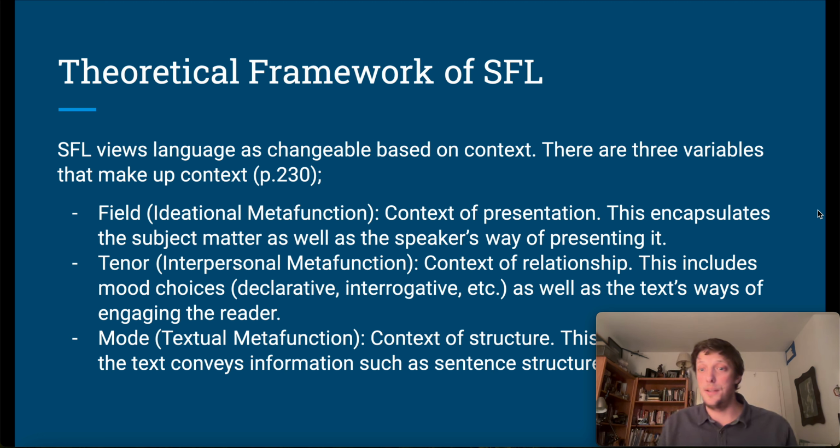The next variable is tenor, which is the context of relationship. This includes the mood that the author or speaker uses. Are they declaring statements? Are they asking questions with interrogative tone? Are they using an exclamatory tone, etc.? This also includes the ways the text engages the reader, as well as builds upon their existing knowledge and experience. Last is mode, the context of structure. This entails the information in the actual sentences and the actual sentences themselves, as well as how they're structured.